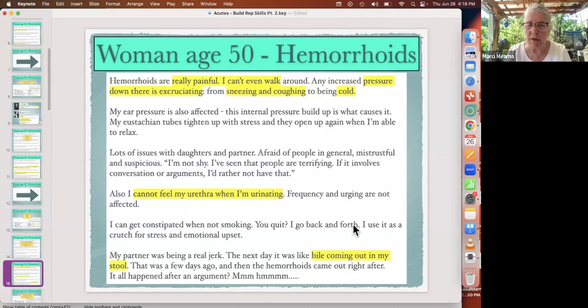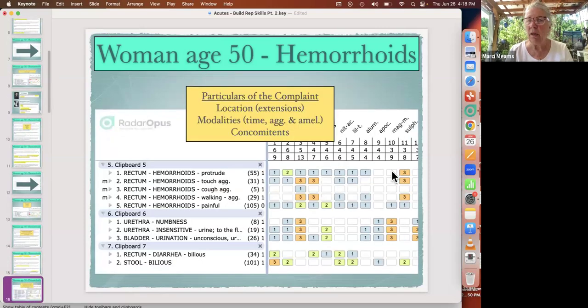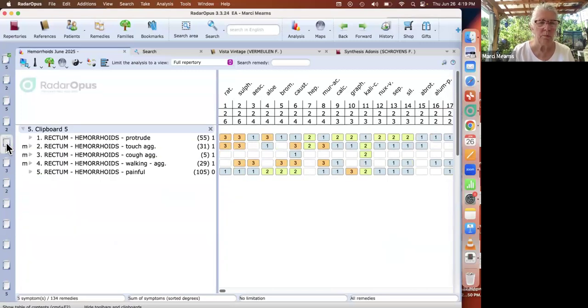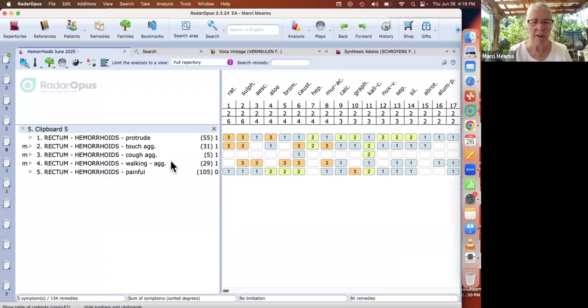Okay, so that's important. And last but not least, we have the bilious stool. In other words, bile coming out in my stool. Again, a concomitant to the chief complaint of those external hemorrhoids. Okay, so let's see. Oh, we're just going to go straight to it, shall we? Here we go. Here are the hemorrhoids.